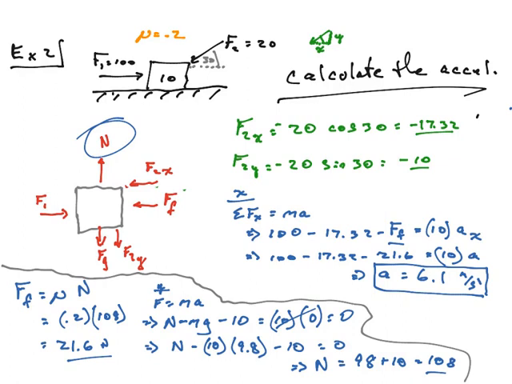What are all my y forces? Normal force is pointing up, gravity is pointing down, and F2y is pointing down. So those are my three y forces, set equal to mass times acceleration in the y direction. And since, again, the block won't move in the y direction here, the y acceleration is 0. Calculate normal force. Once I have normal force, plug it into my frictional force equation.